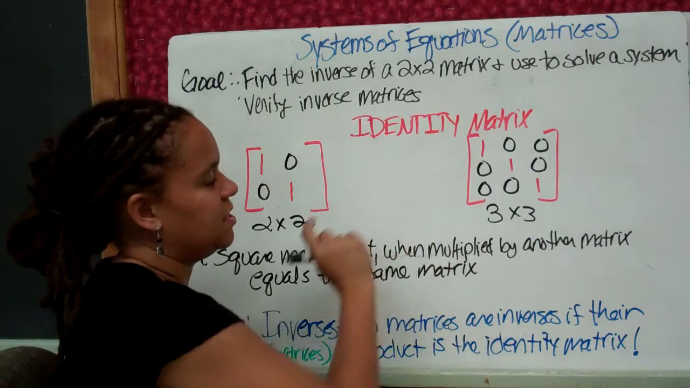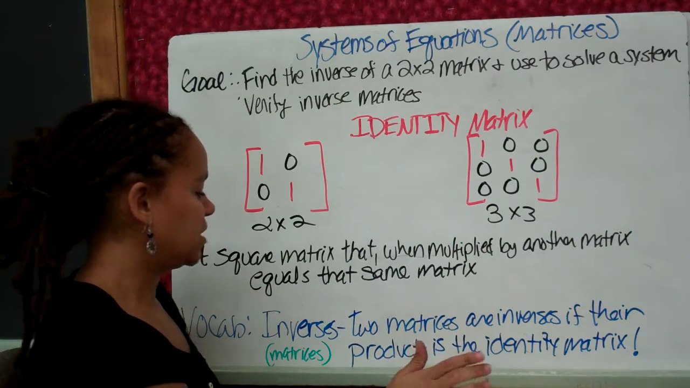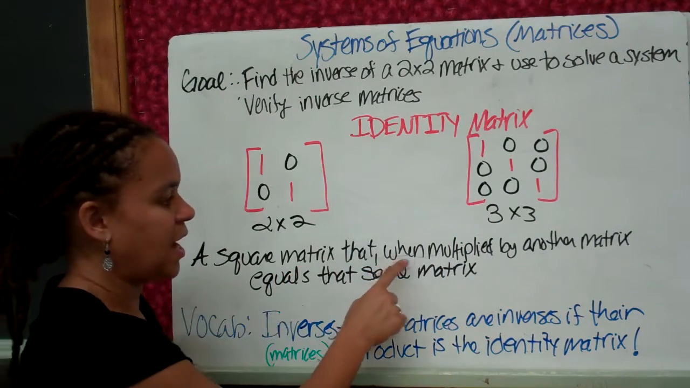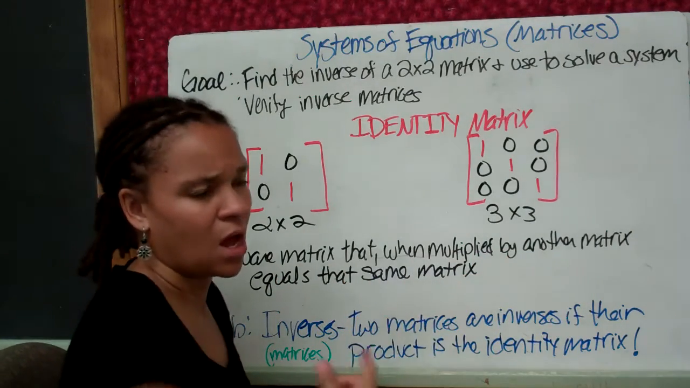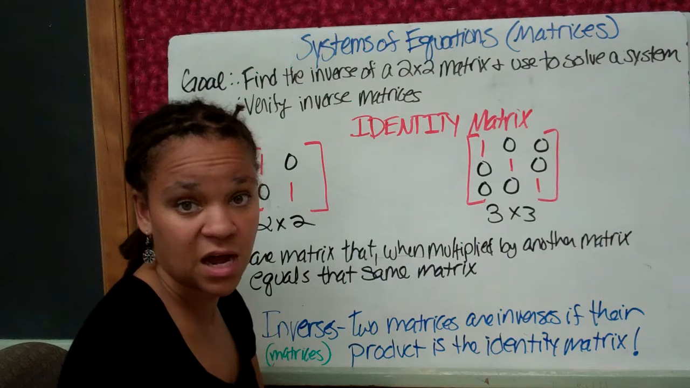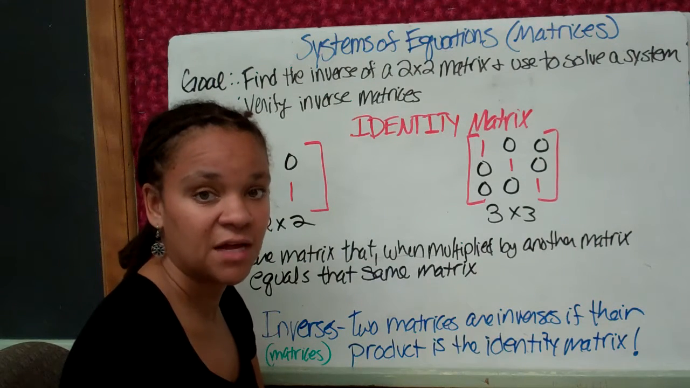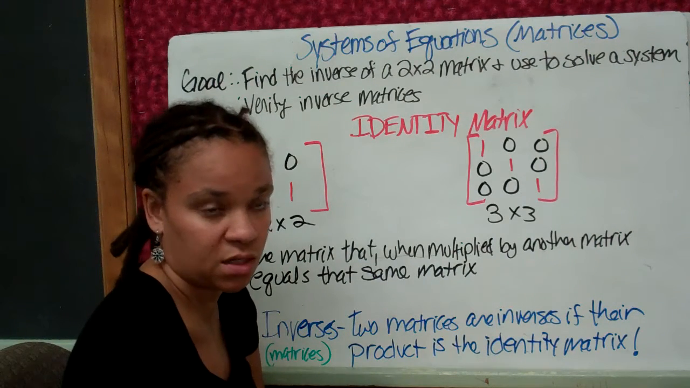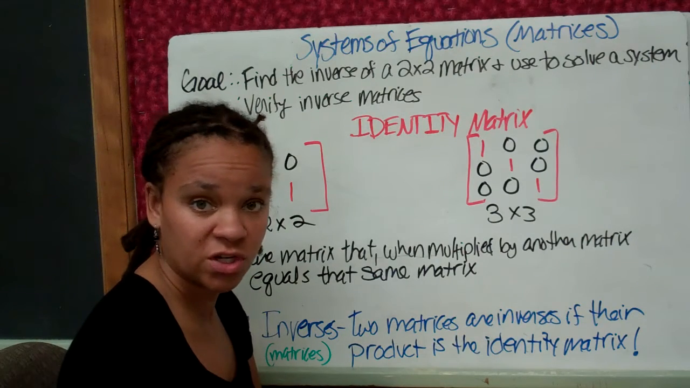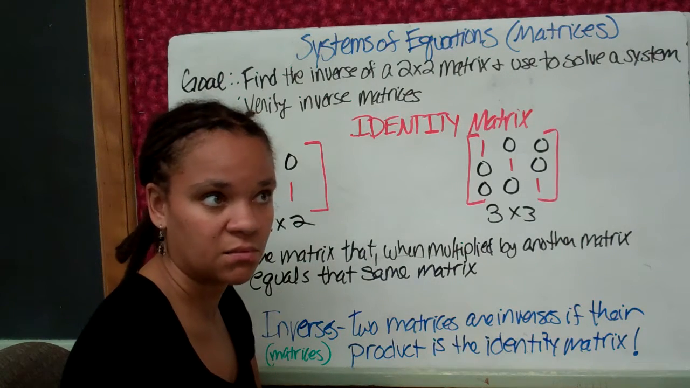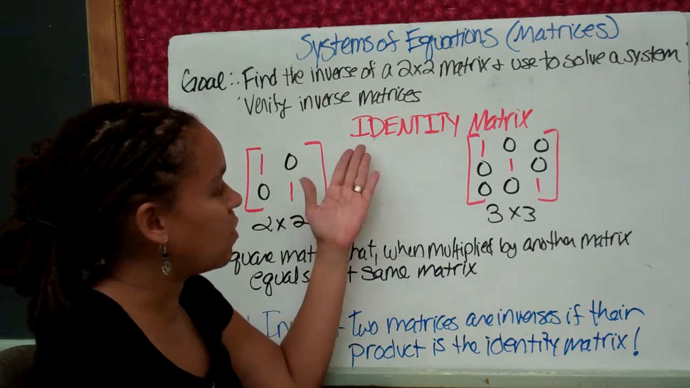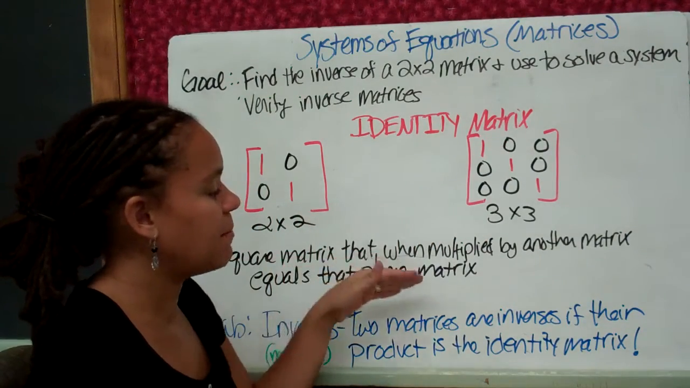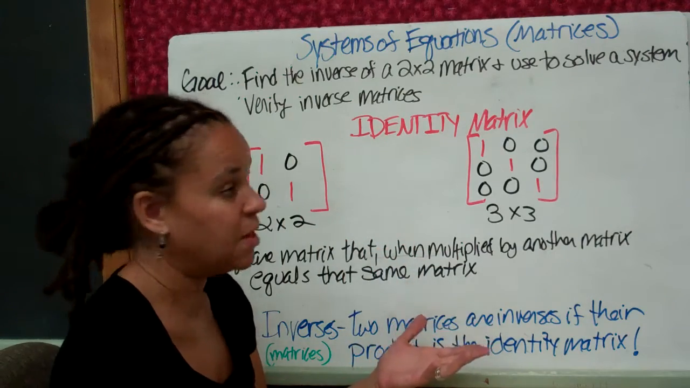So here we have the identity matrix. An identity matrix is a square matrix that, when multiplied by another matrix, equals that same matrix. Well, we use identities all the time. In multiplication, the identity is 1. Anything times 1 is itself. In addition, the identity is 0. Anything plus 0 is itself. So in matrices, it's called an identity matrix. When you multiply a matrix by this, you get the same matrix.